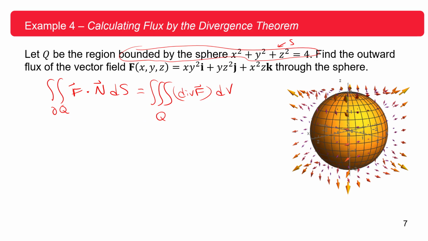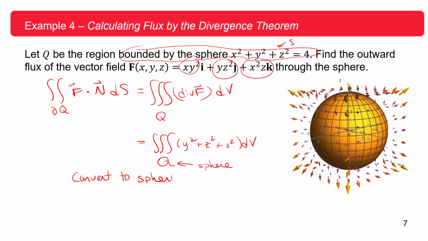Well, let's not worry too much about Q for now. Let's write the triple integral. And then the divergence, the first component derivative with respect to x, the second component derivative with respect to y, and the third component derivative with respect to z. Now, we look at that x squared plus y squared plus z squared, and we're integrating over a sphere, right? That's our triple integral. I say integrate in spherical coordinates.